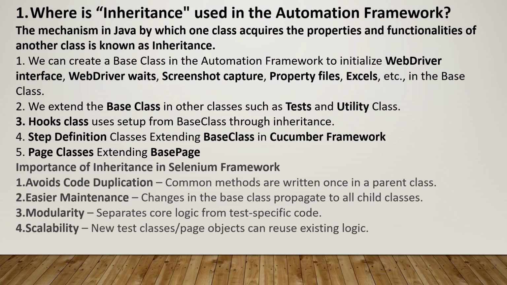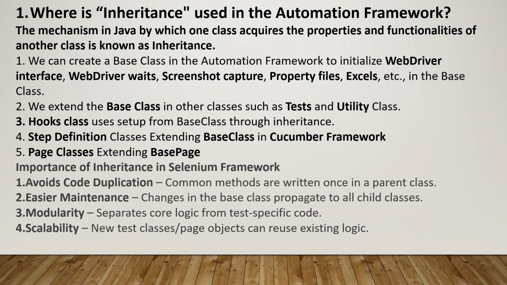Now we will understand the importance of inheritance in the Selenium framework. First, avoid code duplication. Common methods are written once in a parent class. Second, easier maintenance. Changes in the base class propagate to all child classes. Then third, modularity separates core logic from test specific code. We are writing different classes for core logic and test specific code logic. Then fourth, scalability. New test classes and page objects can reuse existing logic. So in this way we can use inheritance in our automation framework.